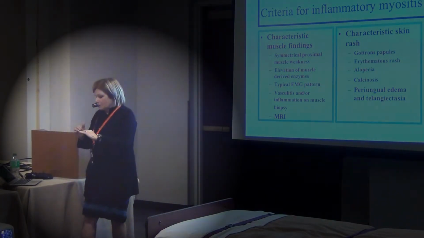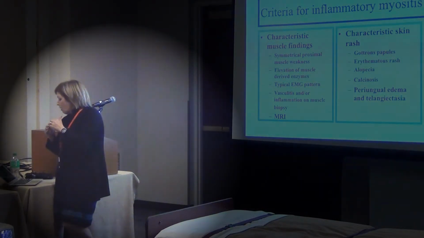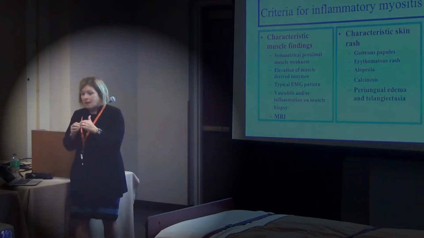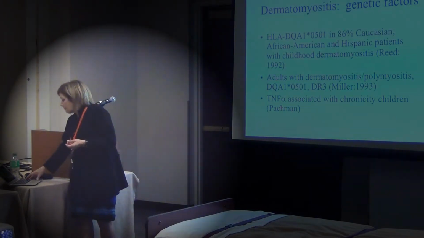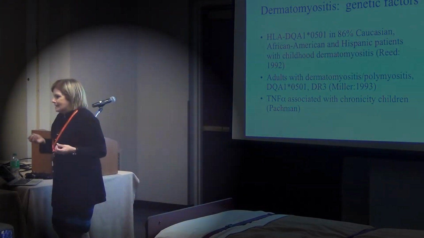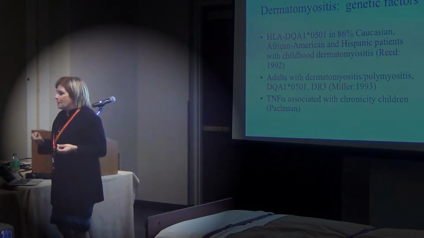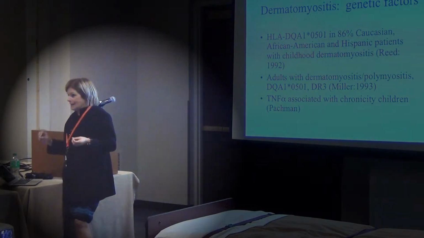The other part of the criteria are these blood vessels that we see dilated. Those are called periungual telangiectasia. That's another part of the criteria that's been added to the system. Also the genetics. So this isn't a disease that a gene causes, but we know people with certain immune response genes actually are much more likely to have it.